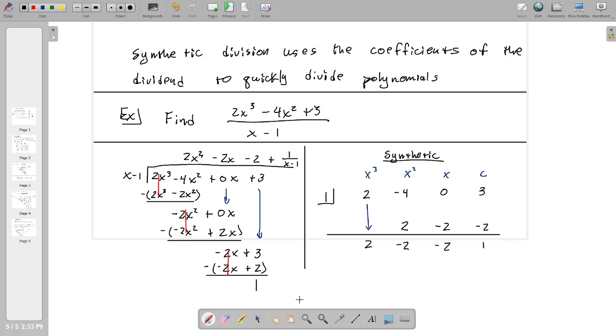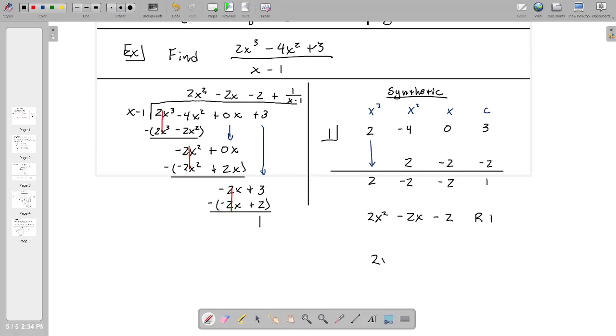So now I want to make a note here that this is now our x squared term. So it was originally an x cubed coefficient. This will now be an x squared coefficient. So when we write out our result, it would be 2x squared minus 2x minus 2 with a remainder of 1. Or we can rewrite it as 2x squared minus 2x minus 2 plus 1 divided by our divisor, which was x minus 1. This would be the result, which of course is the same thing as we got here.